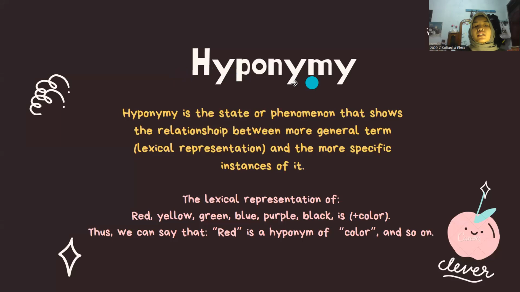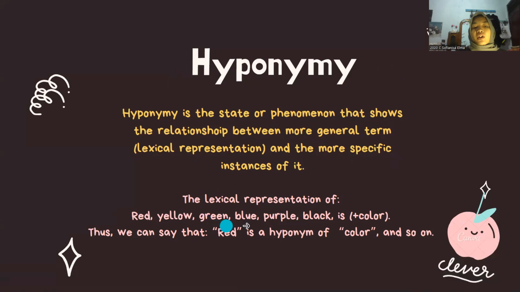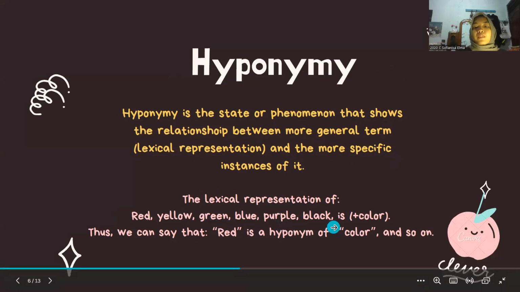Okay, so the next is hyponym. Hyponym is the state or phenomenon that shows the relationship between more general terms in lexical representation and the more specific instances of it. Okay, the lexical representation of red, yellow, green, blue, purple, black is about color. So we can say that red is a hyponym of color and so on.